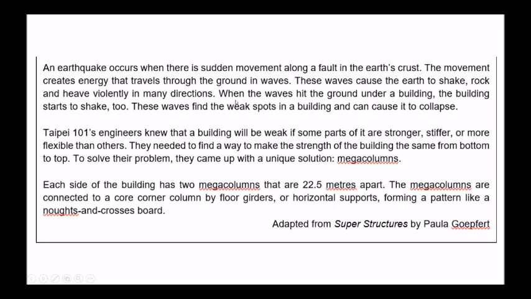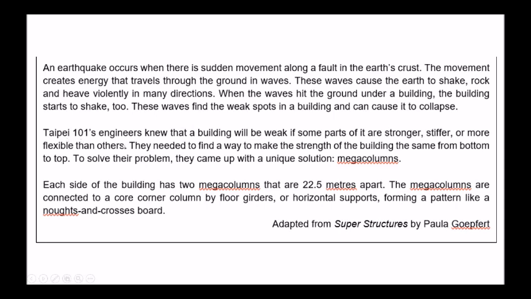Okay. So when the waves hit the ground under a building, the building starts to shake too. These waves find the weak spots in a building that can cause it to collapse. Basically, just a lot of information. And okay, so far I haven't found anything that confuses me. So I'm going to read on first.